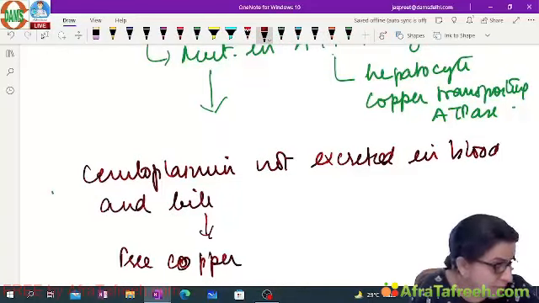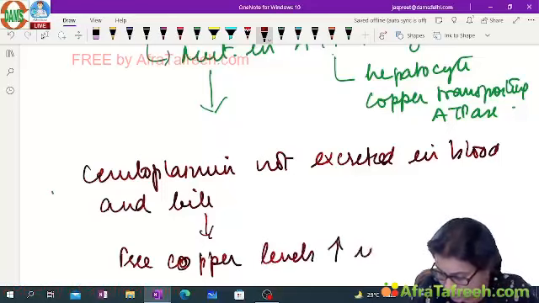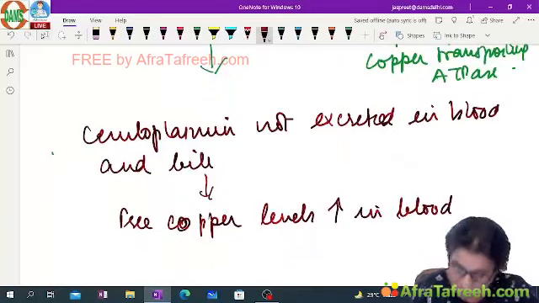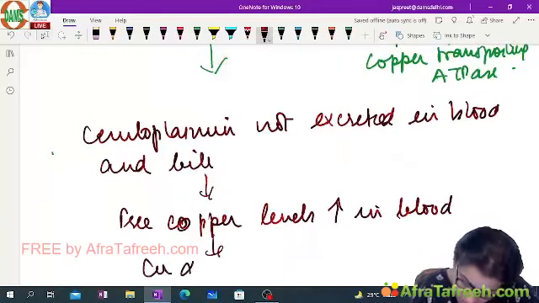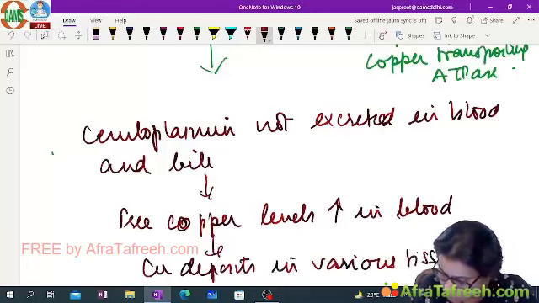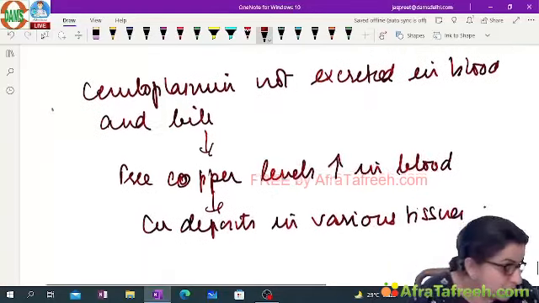Now free copper levels increase in blood, that is copper which is not bound to ceruloplasmin. And copper deposits in various tissues. So copper goes and deposits in various tissues.